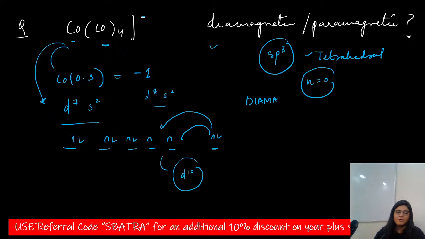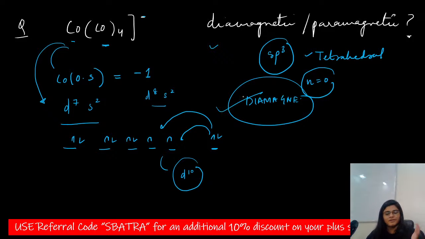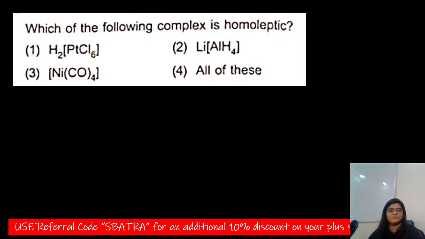See what you can observe over here: these ligands are pairing up, that means it's a converted d10 system. So this is a diamagnetic compound. I hope this point is clear to all of you. In case of any doubts, please feel free to ask in the comment section. Okay, now let's take the next question.